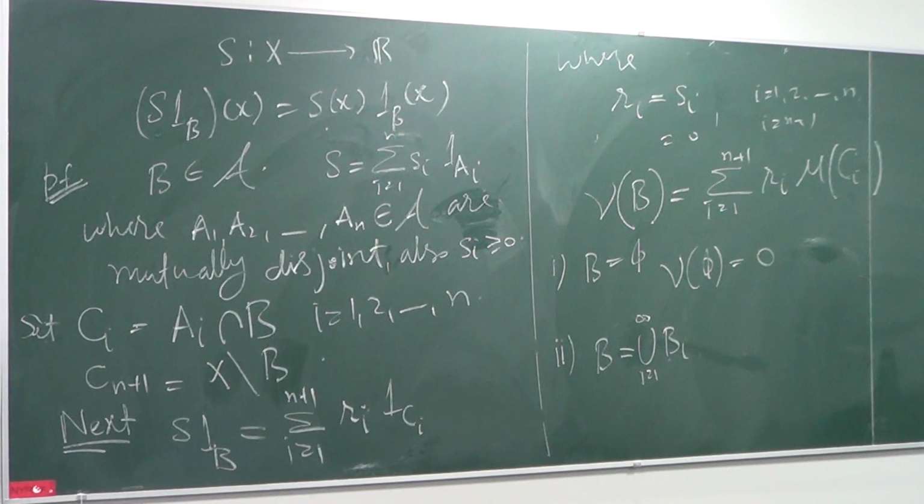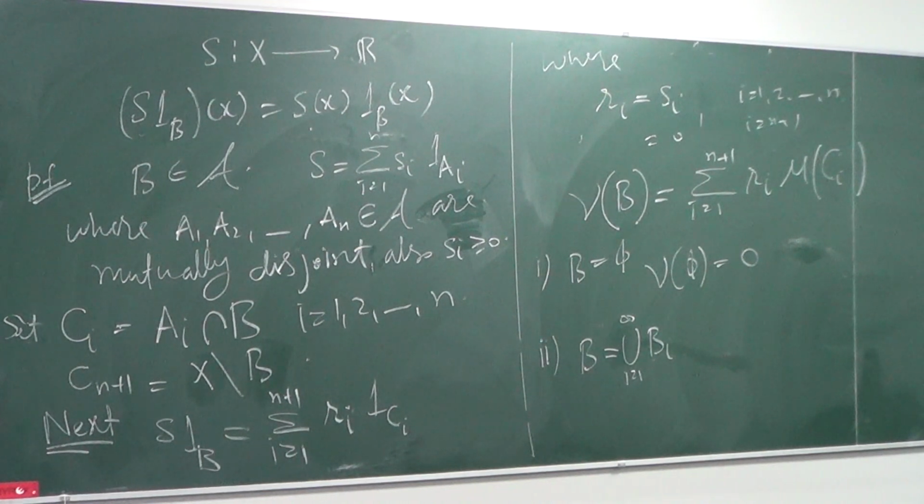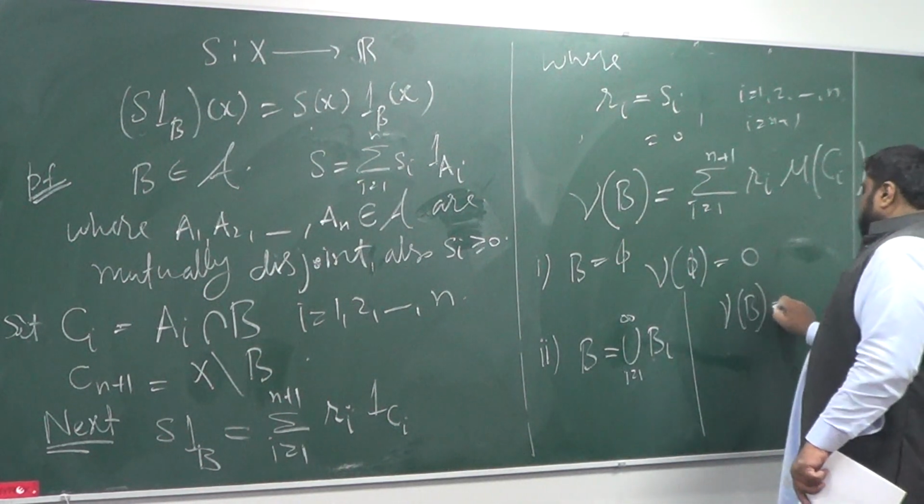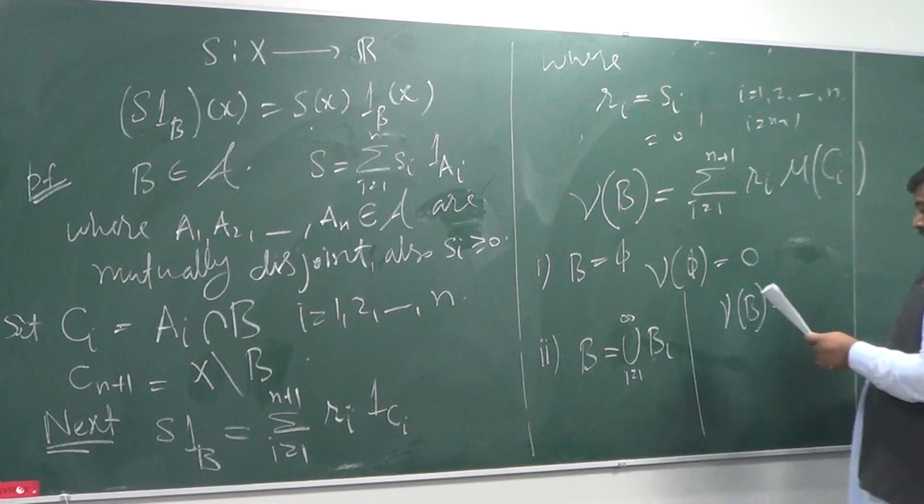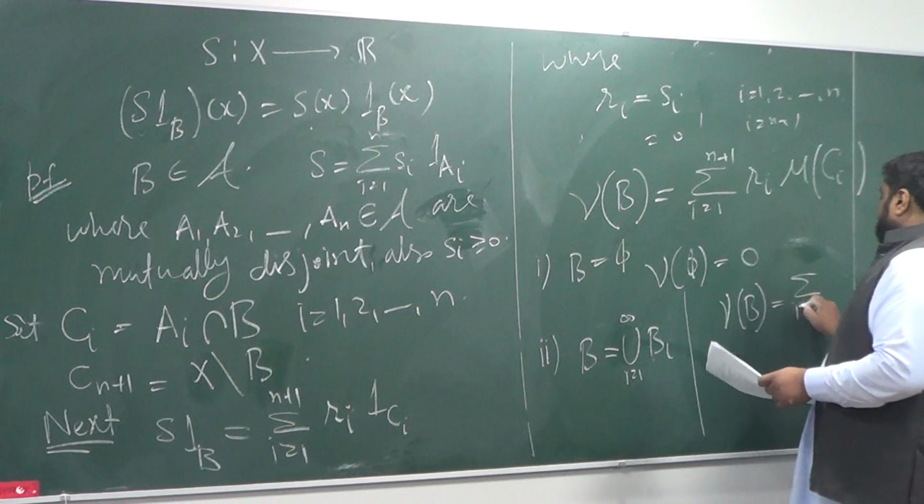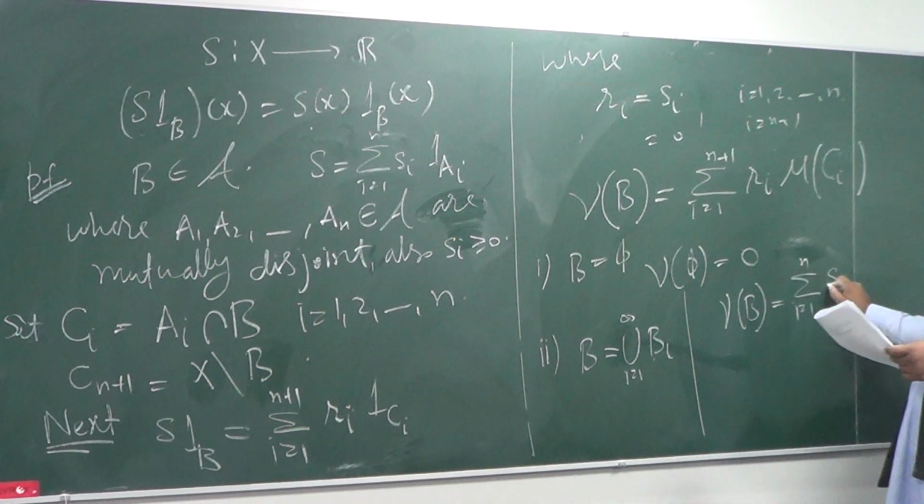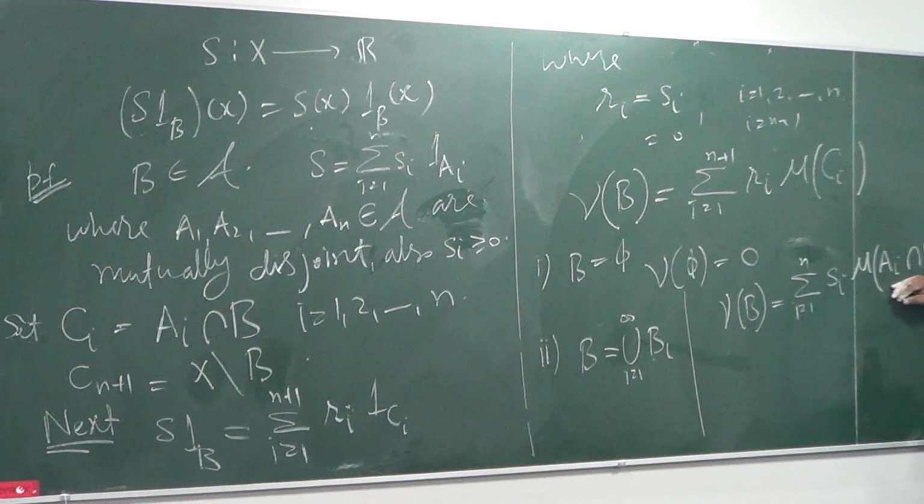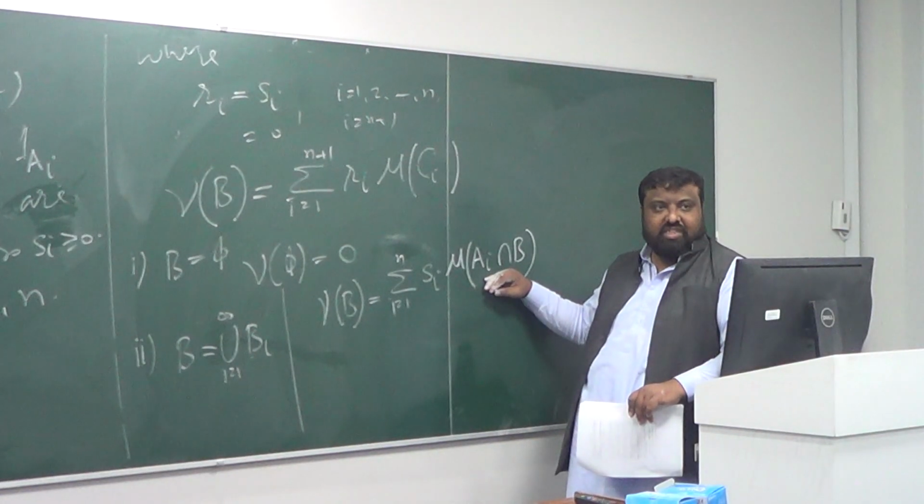Help me out with the calculation. So the nu of B is going to be, obviously, the sum over i equal to 1 to n of s_i, okay, maybe r_i, whatever, times mu of A_i intersection B. We can't write C_i in the collection; they should be domain sets, so that's C_i. Okay, that's C_i.